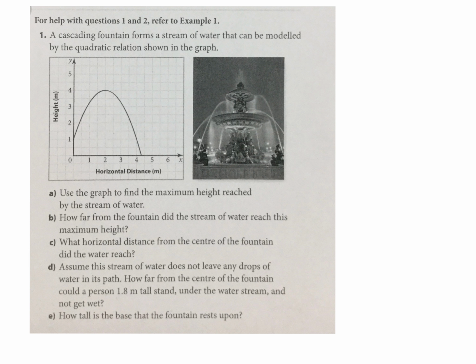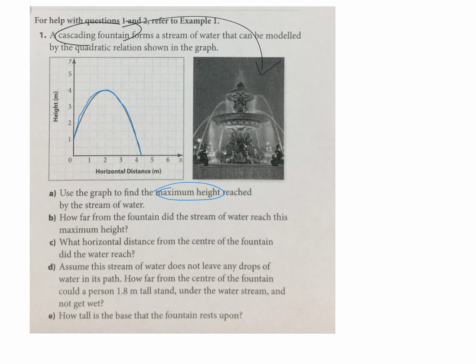So in this question, we're looking at a cascading fountain, as you can see here in the picture. It forms a stream of water that can be modeled by the quadratic relation. So this parabola represents the stream of the water. Okay? Use a graph to find the maximum height reached by the stream of water. How high does the water go? This was an easy question.